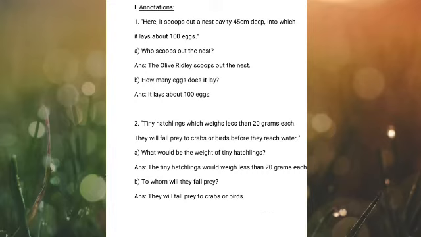Second annotation. Tiny hatchlings which weigh less than 20 grams each. They will fall prey to crabs or birds before they reach water. A. What would be the weight of tiny hatchlings? Answer. The tiny hatchlings would weigh less than 20 grams each.